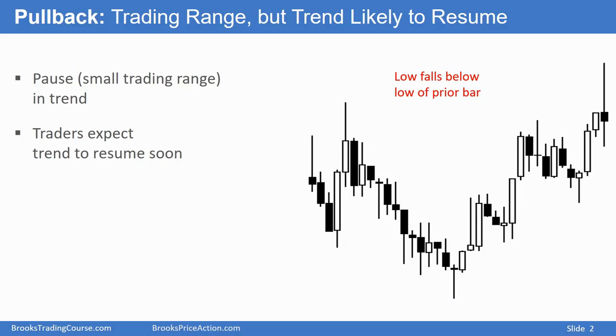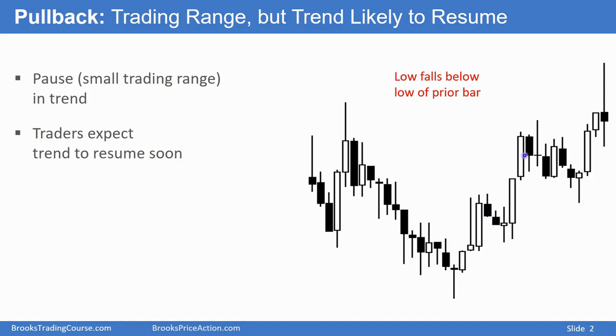Pretty good bull breakout, and then we got a pullback here, a pause in the trend. When you see this, chances are this breakout's strong enough for at least a second leg up. So this pause is probably a pullback. Pullback means I expect the trend to resume. So anytime a bar in a trend falls below the low of the prior bar, it's a pullback.